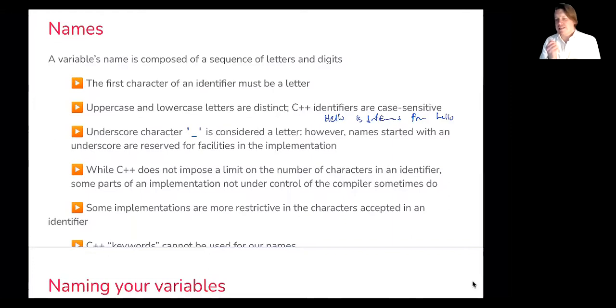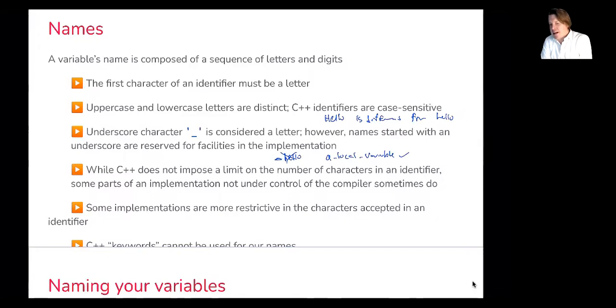Underscore is going to be considered a letter for the purposes of naming. However, names that start with an underscore are typically reserved for language facilities and the implementation. So it's not advised to begin a variable with an underscore, although it's totally okay to have underscores within that variable name. So maybe a local variable, that's okay, because it's less likely to clash.